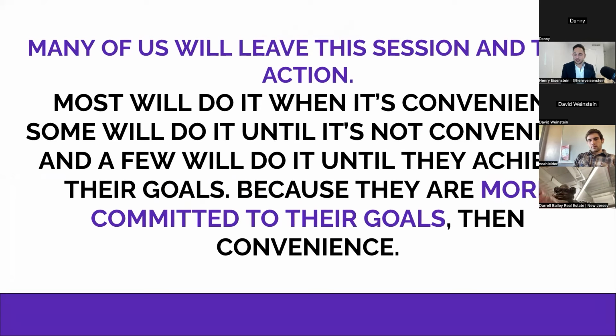I love this because I've seen it over and over again as I spent hundreds of thousands of dollars being part of seminars and conferences like this. I've seen it time and time again with even friends and colleagues. Many of us will leave the session and take action, but most will do it when it's convenient. Some will do it until it's not convenient. And a slight few of you watching here today will do it until you achieve your goals, because they are more committed to their goals than the convenience of doing the work. Let that sink in for a second. Which group are you going to be in?